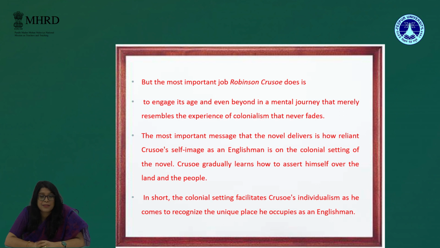The most important message that the novel delivers is how reliant Crusoe's self-image as an Englishman is on the colonial setting of the novel. Crusoe gradually learns how to assert himself over the land and the people. In short, the colonial setting facilitates Crusoe's individualism as he comes to recognize the unique place he occupies as an Englishman. These are the two important impacts this novel left behind for the people of its age, also for the people after its age.